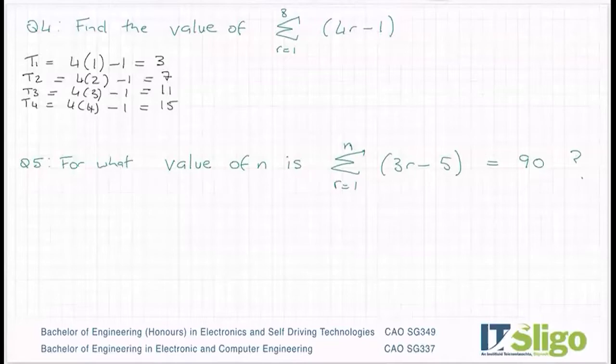Okay, so we're just doing the different terms of the sequence. So T5 then would be when r takes on that value 5. So 4 5s are 20, minus 1 is 19. And of course I can do T6, T7, T8 all the way up until r is 8, but you don't have to do that. You can write out your sequence 3, 7, 11, 15. You know now there's 4 between them, dot, dot, dot.